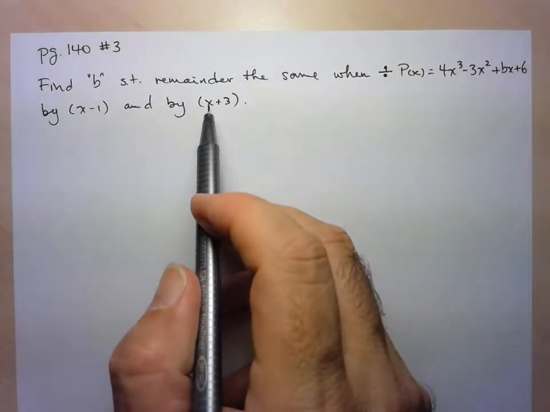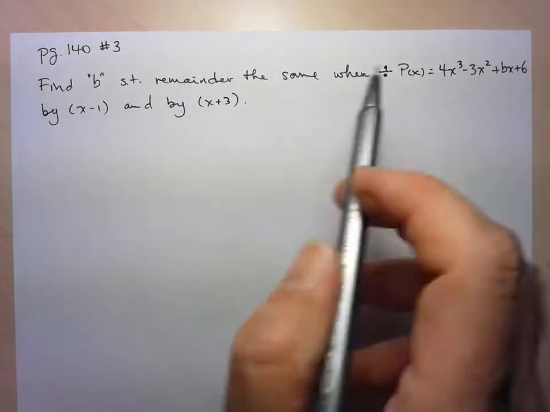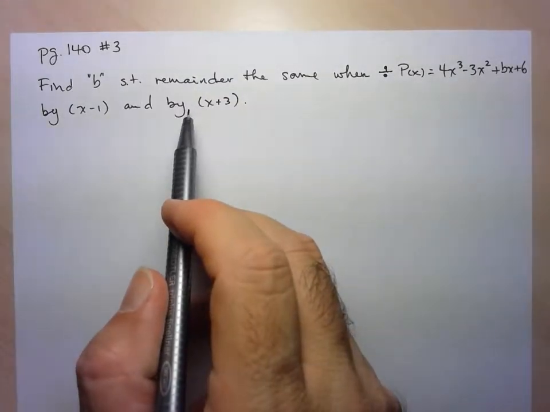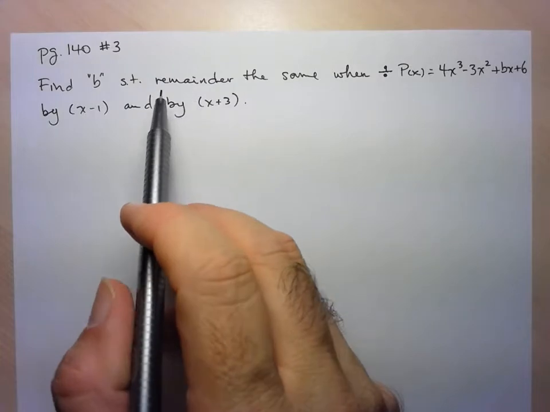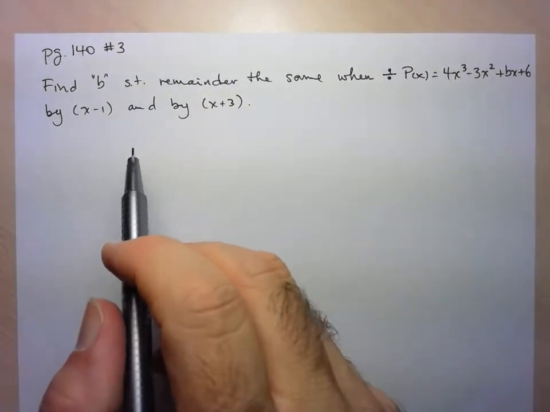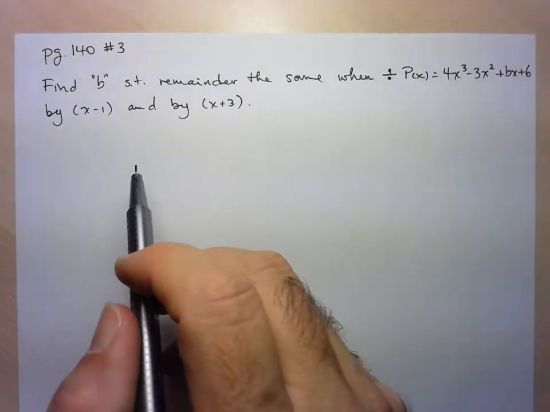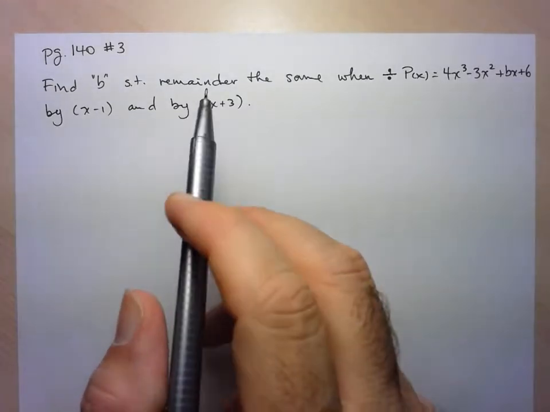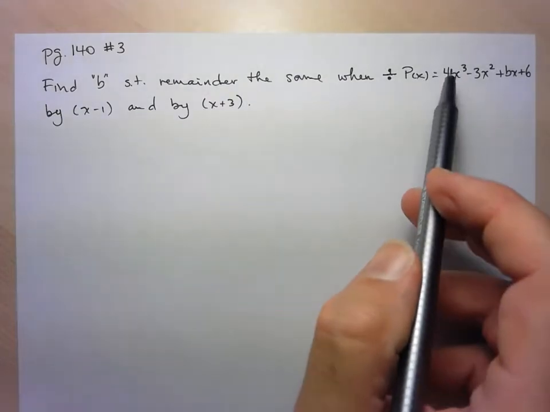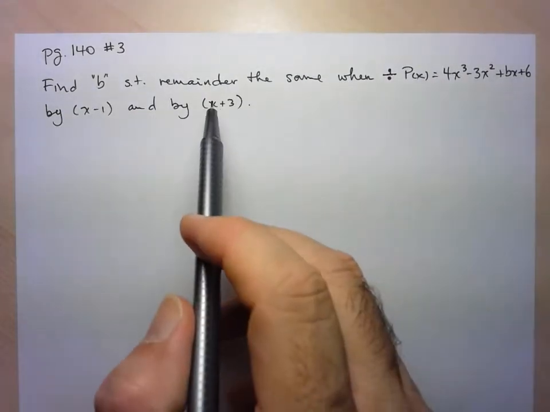Okay, so here I notice that I'm dividing the polynomial in both cases by linear divisors. And the information I'm given only has to do with the remainder. So I should be thinking about using the remainder theorem instead of actually dividing out any polynomials. Okay, now they don't tell us what the remainder is, but they do tell us that the remainder when I divide by each of these is equal.